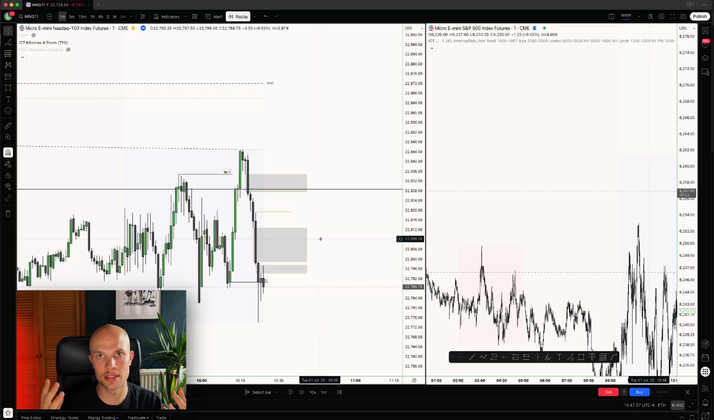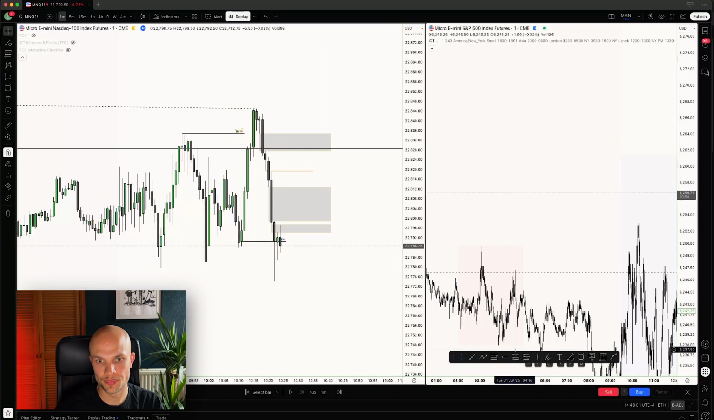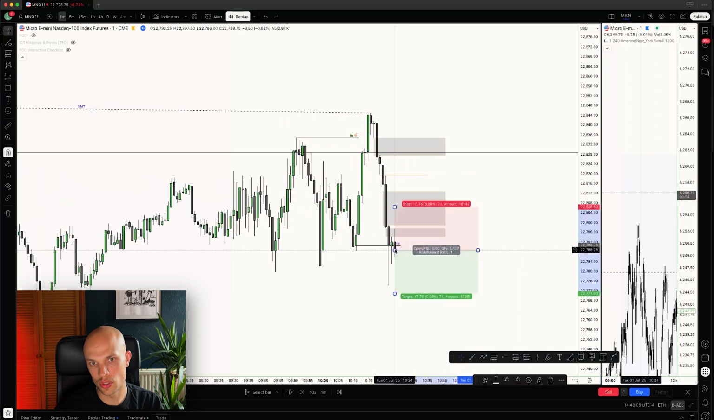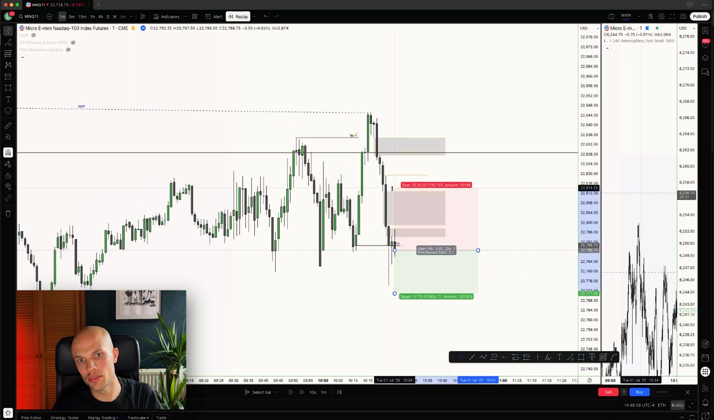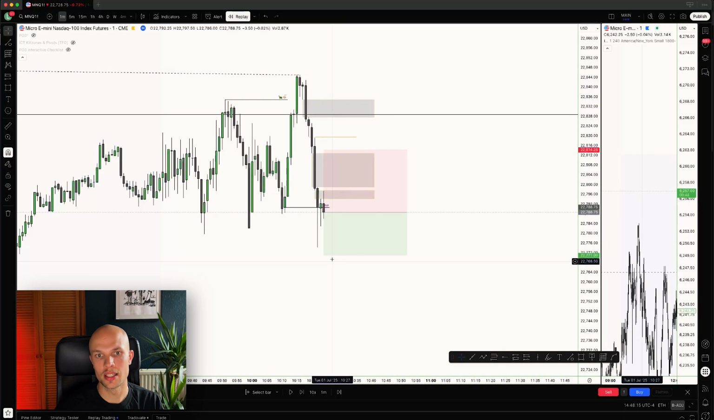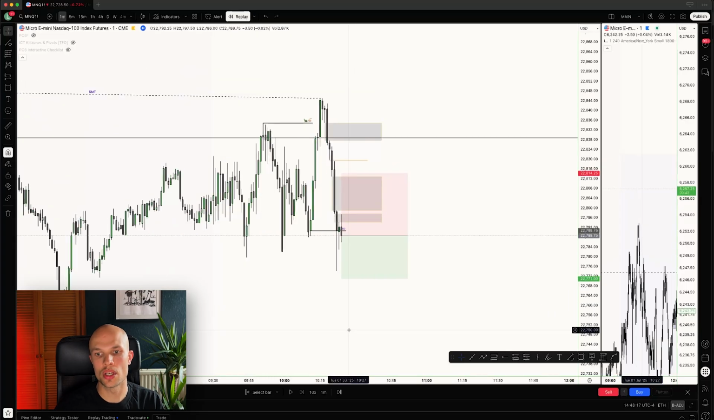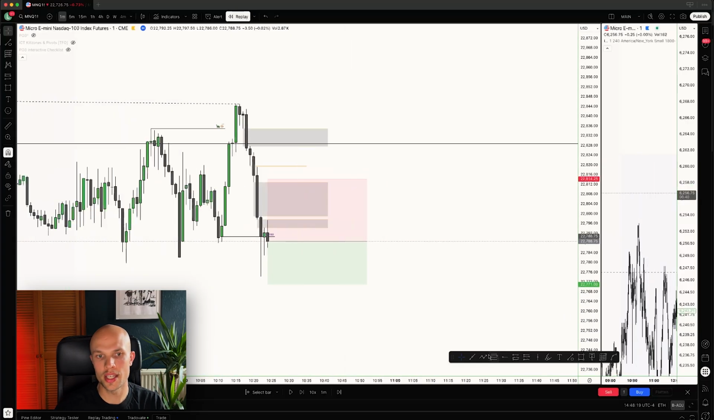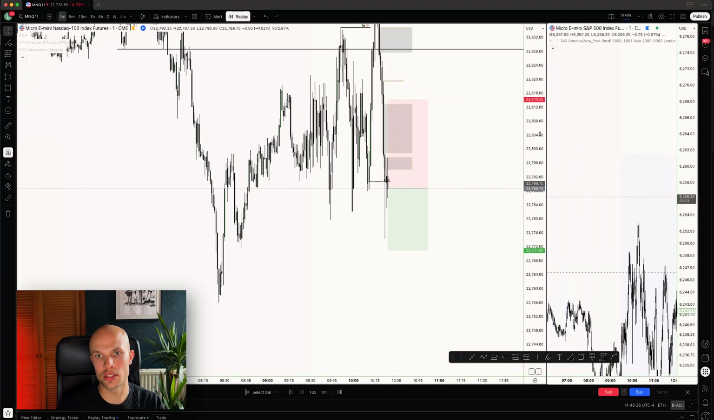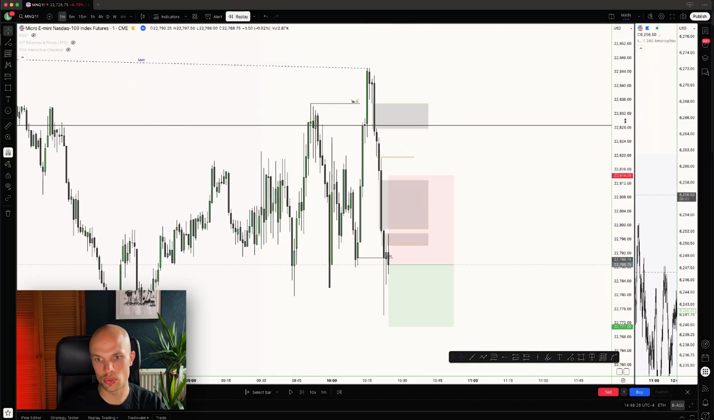This is an A+ setup. So what I did, if I hide these, I entered here. I entered short off the change in state of delivery. I put my stop loss just above this fair value gap here. So we have to break through it in order to stop me out. Now I targeted. How did I get my target? Because there's not any major liquidity areas apart from this one, which is not quite big enough for me, I used standard deviation to get my levels.